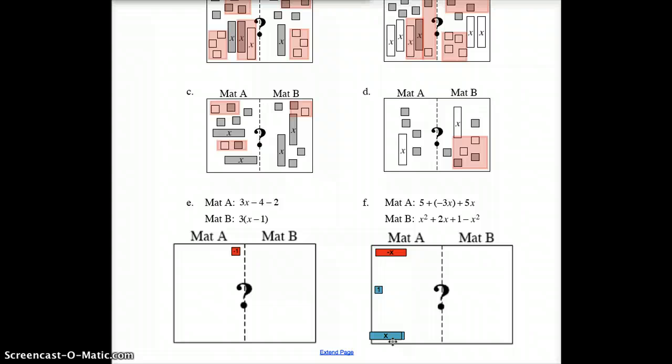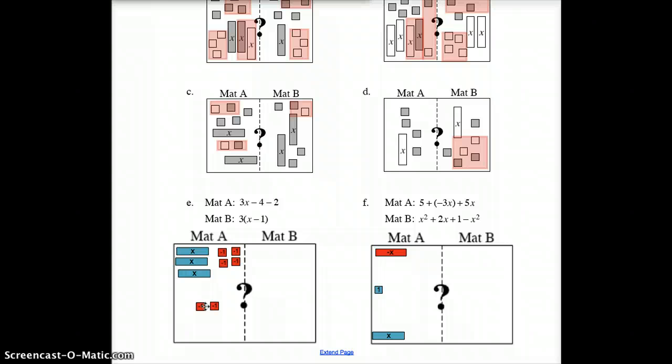And we are back. All right, so to build mat A over here, you should have had 3 positive x's: 1, 2, 3. Then you should have had a negative 4: 1, 2, 3, 4. And then an additional negative 2: 1, 2. So this was represented by 3x minus 4 minus 2. So if things were confusing, you didn't really know how to build a mat first, pause the video again and try and build the rest of these.